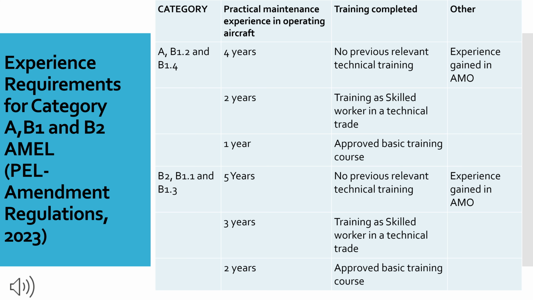A person can be granted category B2, category B1.1, and B1.3 after gaining 5 years of practical maintenance experience in operating aircraft in an AMO, or gaining 3 years of practical maintenance experience in an operating aircraft after completing training as a skilled worker in a technical trade, or after gaining 2 years of practical maintenance experience in an operating aircraft after completing the approved basic training course.